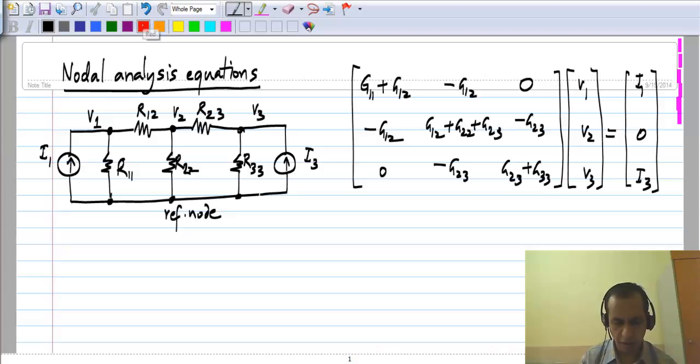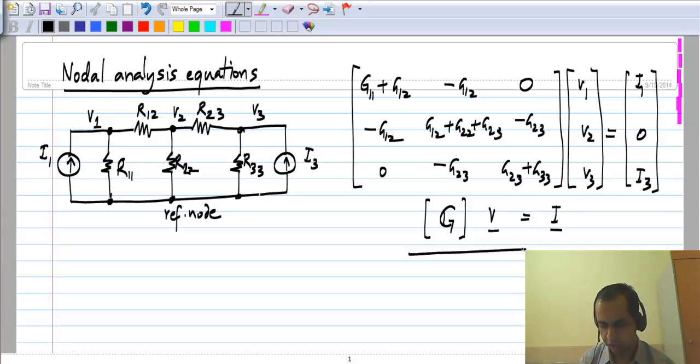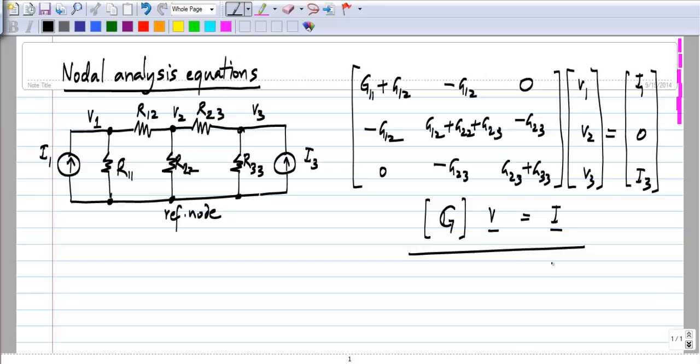Okay, and of course this can be written as the conductance matrix G times the vector of node voltages V equals the vector of independent sources I. So this is the nodal analysis equation setup, and of course we can solve for V by using matrix inversion, with which you are all familiar, G inverse times I.